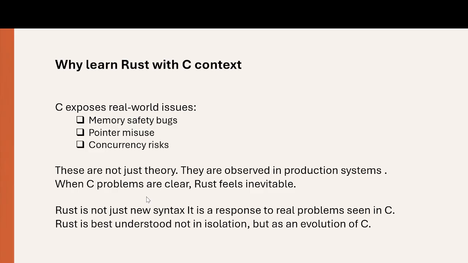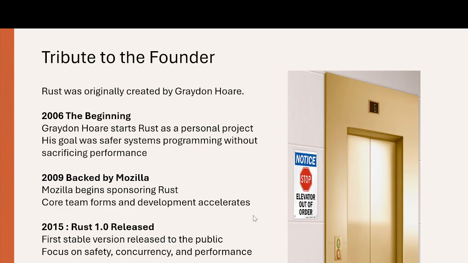When the C problems are clear, then we know how Rust feels inevitable, or good. In this entire series we are not going to learn only the syntax differences. We are going to learn Rust in a very deep way, which will have a very long lasting effect on us. Rust is basically an evolution of C, not a competitor. If you learn Rust in isolation, you might feel it is very strict, unless you have worked on C. But if you have worked on C, then this method definitely works very well for all of us.